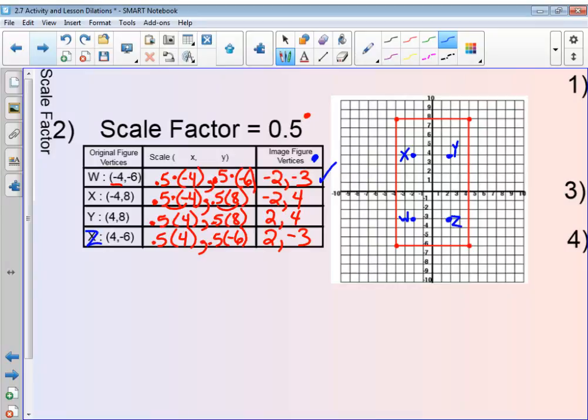Okay, so now when I look at that, and that's a horrible line. Sorry, I got off there a little bit. We can see that that was a reduction from the bigger red rectangle to the smaller rectangle. We reduced, and we could tell that right away because our scale factor was less than 1.